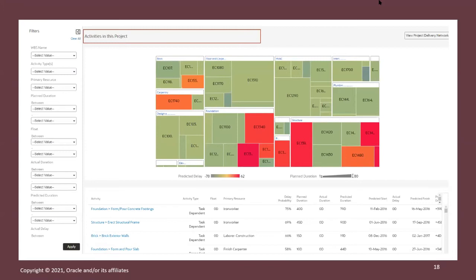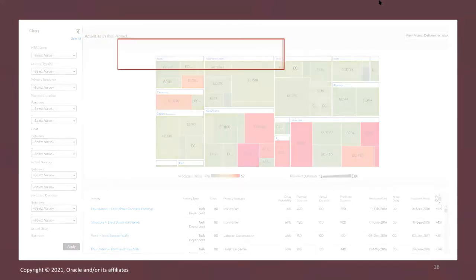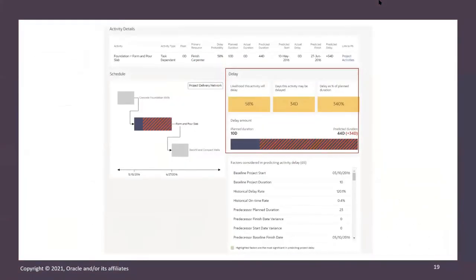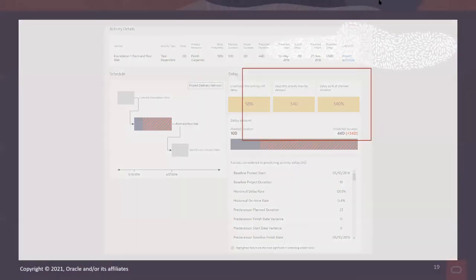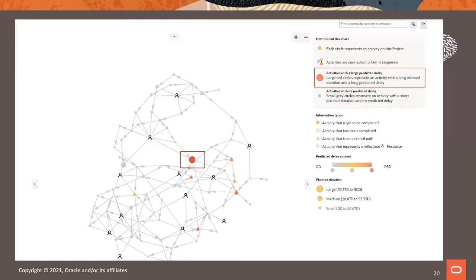But what you see here are the activities that are predicted to be delayed, and you can start to dig into that. Oh, this particular activity might be delayed by 34 days, as in this example, and that can pretty much be a big issue. What it can also do is show you what the downstream impact might be.